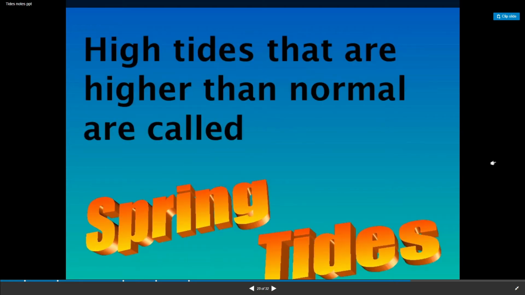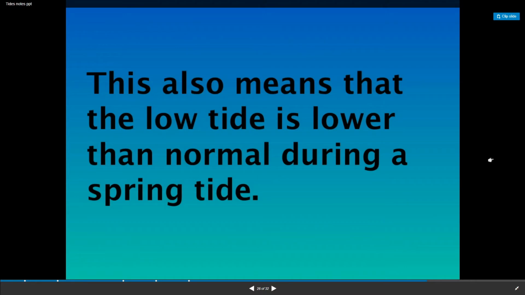The types of tides. High tides that are higher than normal are called spring tides. These are when you'll have the biggest waves coming in when you're at the ocean. This also means that a low tide is lower than normal during a spring tide.